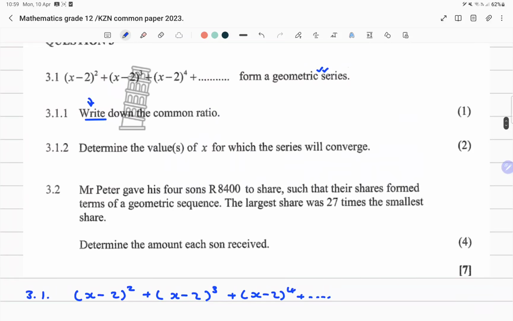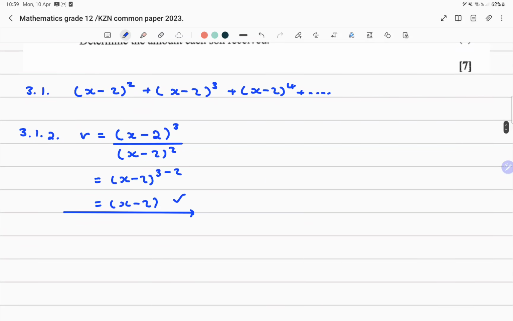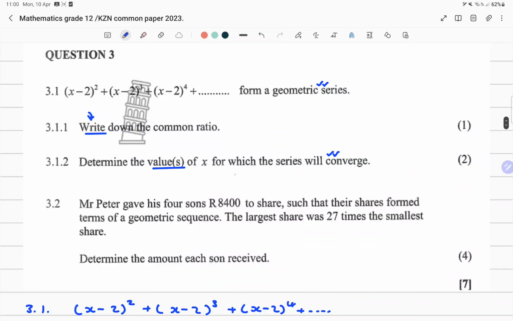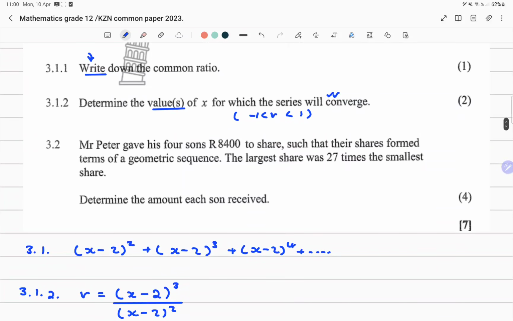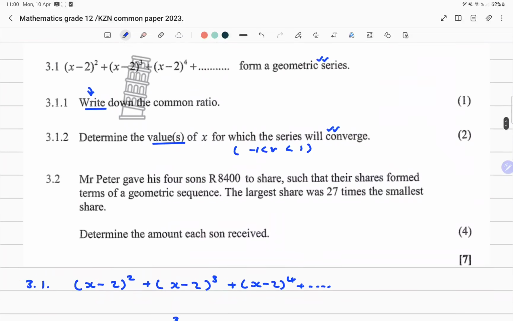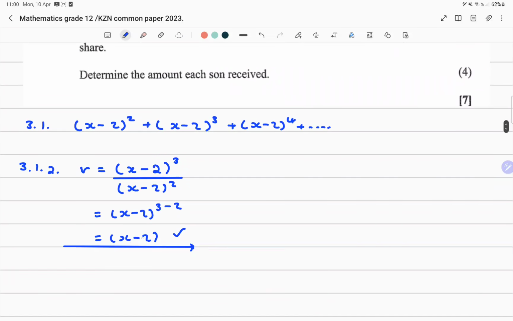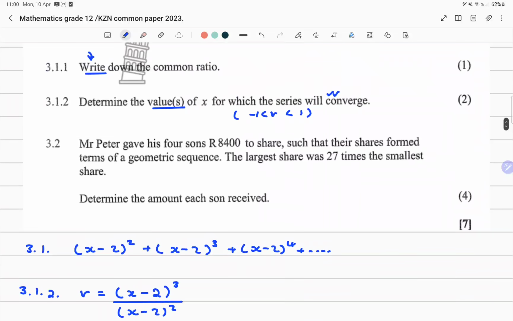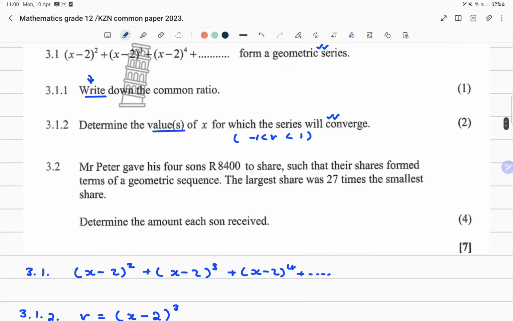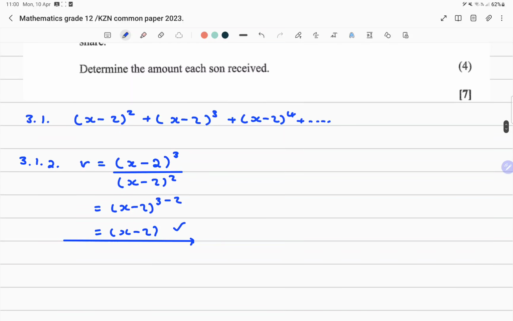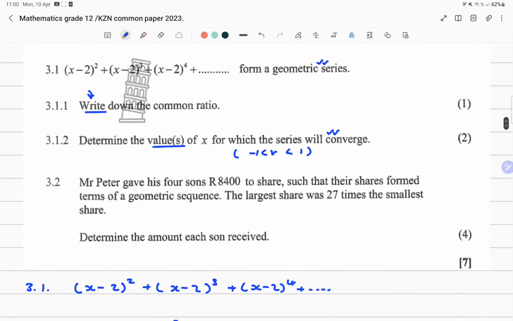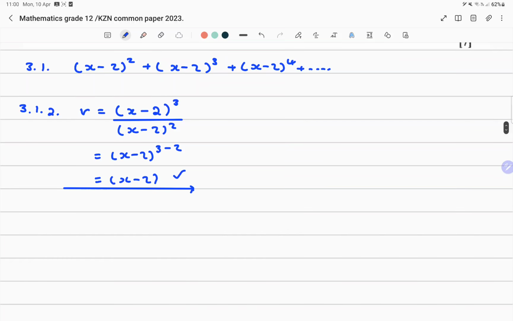Okay. Determine the value or values of x for which the series will converge. Remember, a convergent series, by definition, has r less than 1 and greater than minus 1. That's the condition for a geometric series to converge. So we'll just start there. We place r between 1 and minus 1, and we solve algebraically. It's a linear inequality after all, so it makes life easy.